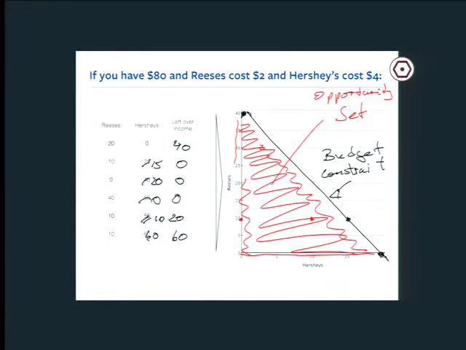Okay? So the frontier of the opportunity set right here, which is the set of bundles where I'm spending all of my income, that we call the budget constraint. The whole triangle of all possible bundles that we can afford, that is called the opportunity set.